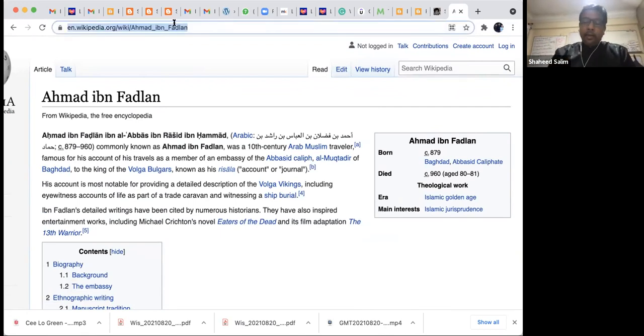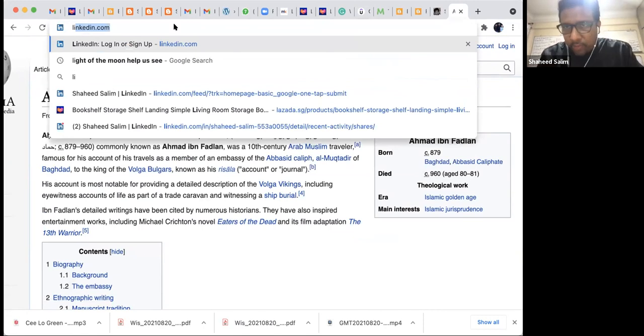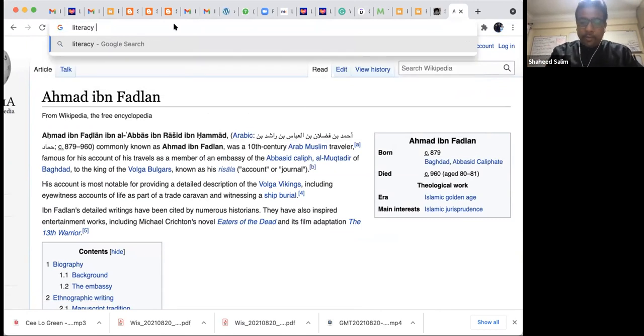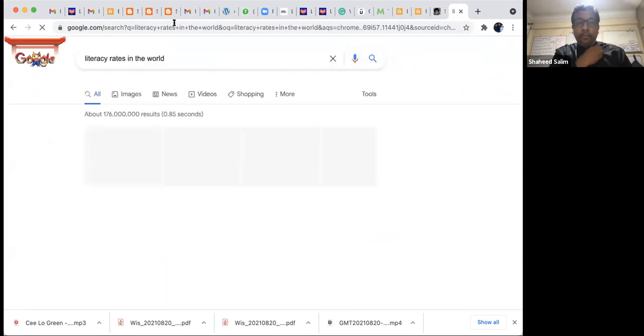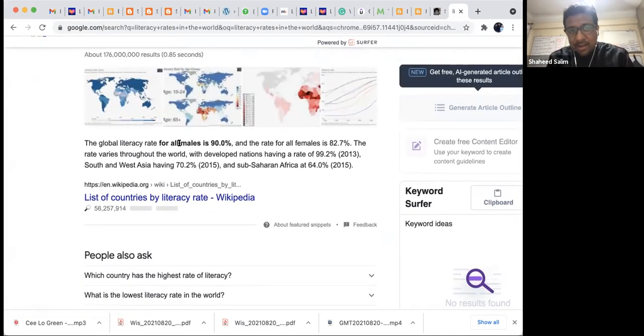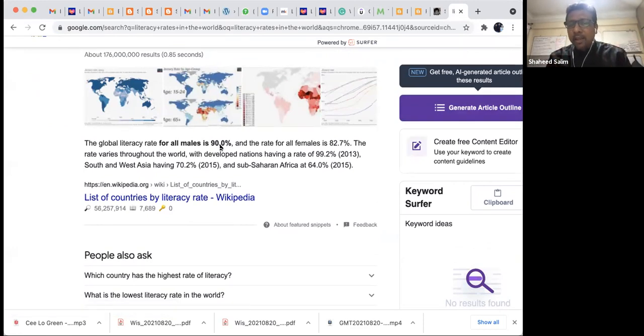Now today, let us look at literacy. You want to check how good our people are? Let us see literacy. You know what literacy is? Whether they can read or write. Literacy rates in the world. Let us see. You see, the global literacy rate is 90%. That means 90% of men or males or boys can read and write in their language. 82.7% of women or females or girls can read and write.